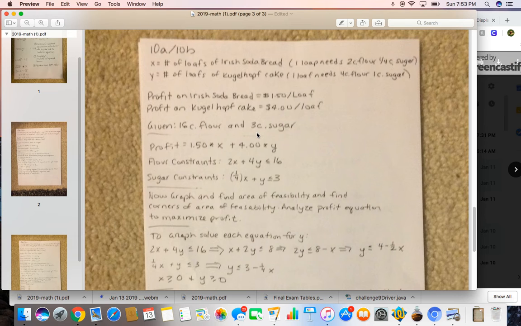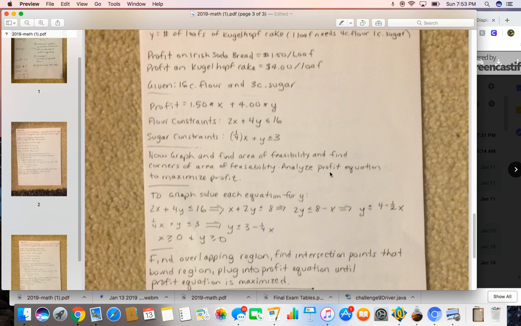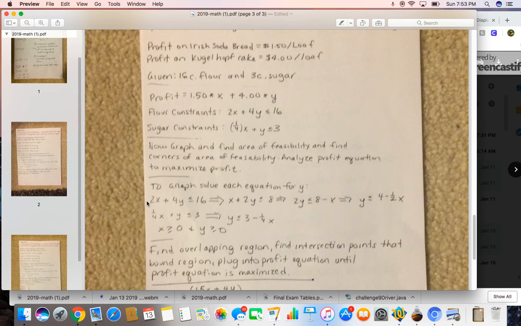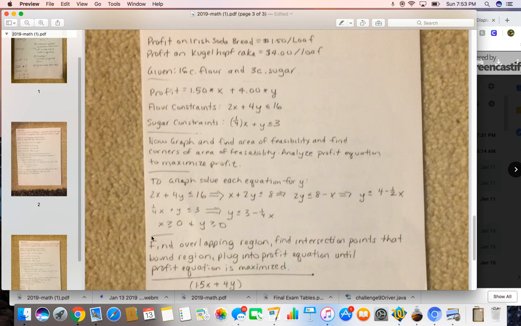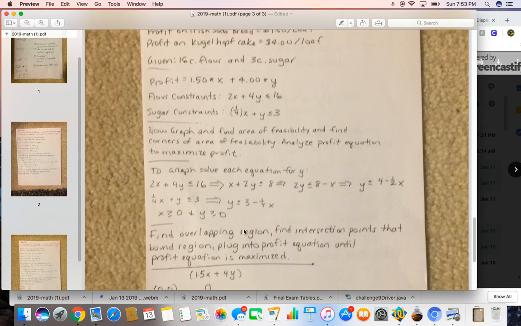given, which is 3. So now what we're going to do is graph our flour constraint equation and our sugar equation. To do that, we have to solve each equation for y. So that's how I get this. That's how I get this. And since it wouldn't make sense to have a negative number of loaves of either the cake or the bread, we also add the constraints that x is greater than or equal to 0 and y is greater than or equal to 0.